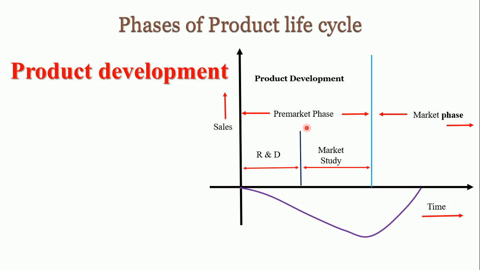The pre-market phase consists of R&D activity and market study activity for a given product. Both activities require customer feedback, needs and requirements from the market. So we study the market, then go for the R&D of the components, and then start developing the product for the customers. One of the lines shows the sales line, but this line goes to the negative side; that is why it is called the investment on a given product.